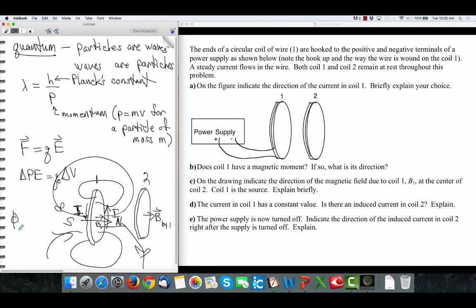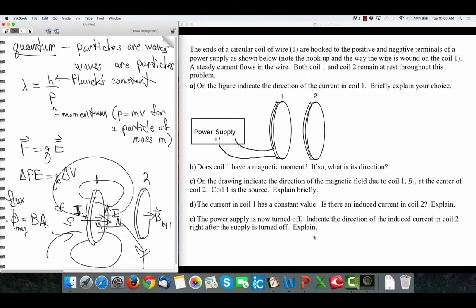Magnetic flux, by the way, is just the magnetic field times the area of the coil. So the area of this coil times the magnetic field. It's really an integration, but basically it depends on the area and it depends on the magnetic field. So I'll say crudely it's an average magnetic field times the area. So the magnetic flux isn't changing, which means there's no induced current. There's only an induced current when the magnetic flux through the coil is changing.